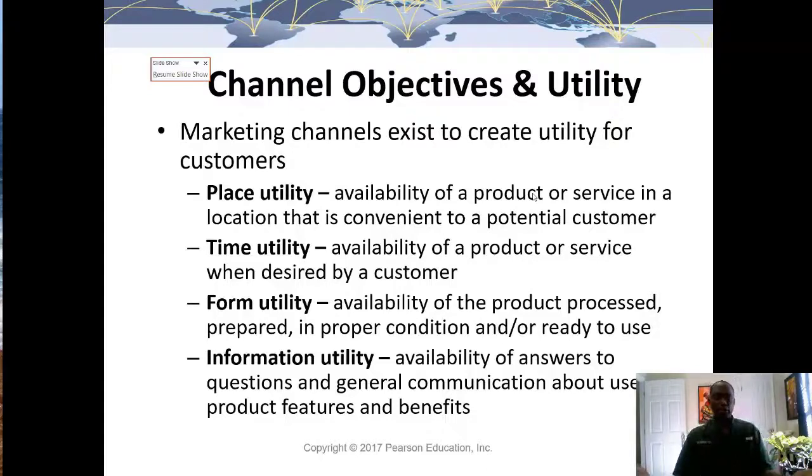So you look at place utility. How easy is it for you to get the products that you want? Do you have adequate outlets, retail outlets, where you can get the product? Is it convenient? Do you have to drive all the way across town and take time and money in order to get that product? Because otherwise, you may not do it. If you have to expend time and money in order to get a product, then you may not do it.